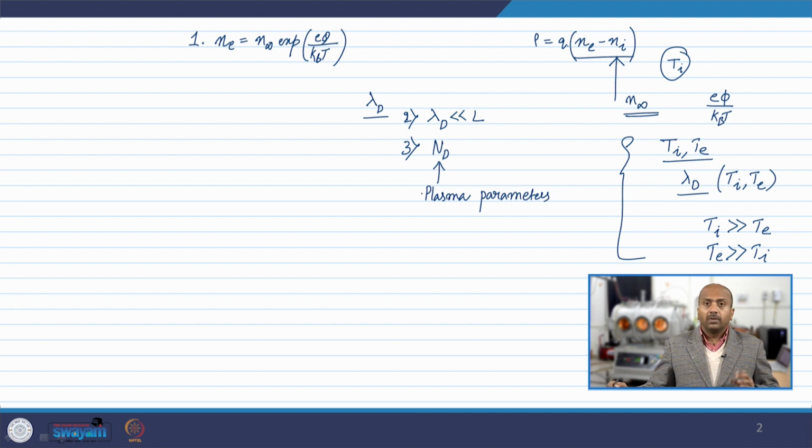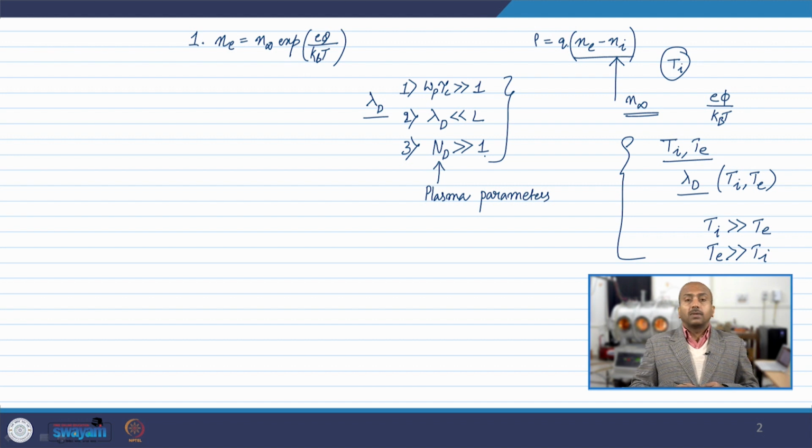It tells you how many charged species are present within the Debye sphere, and we have seen that for an idealized ionized gas to be called plasma, the number of particles must be very, very large, and the first plasma criterion was omega p tau c should be much greater than 1. So, put together these three conditions are known as plasma criteria, and validity of these conditions is a must for calling an ionized gas a plasma.